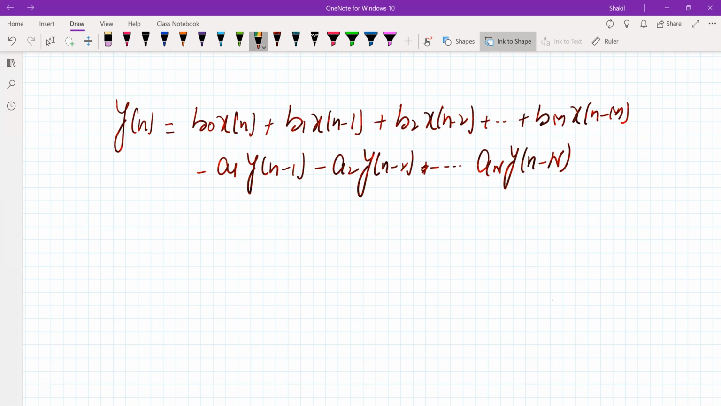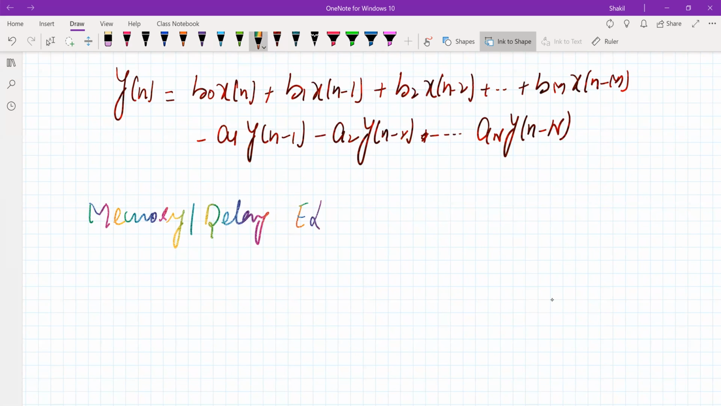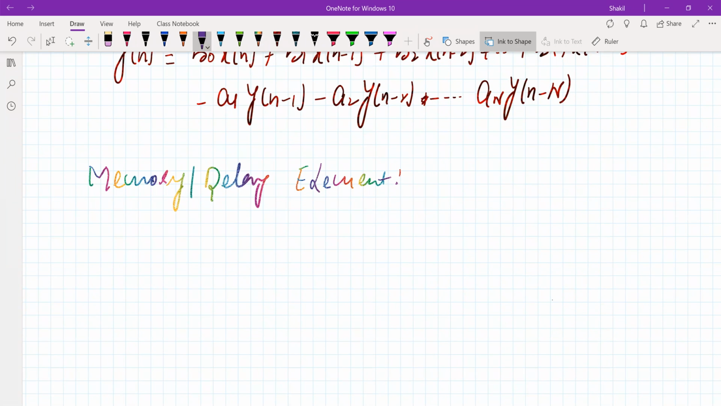Now, we require three components to realize it. The first component is the delay element, or the memory element. Now, how do you realize this delay element? We represent it like this, as z inverse. Z inverse means delaying the input by 1 sample. If the input is, suppose, x of n, the output will be x of n minus 1.